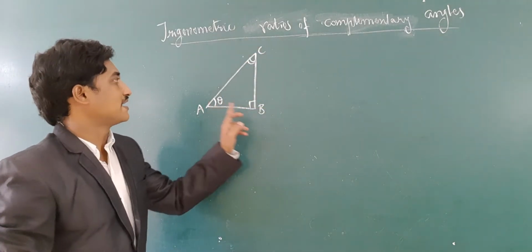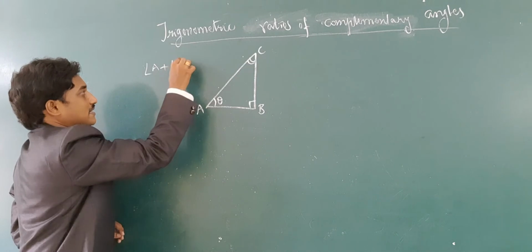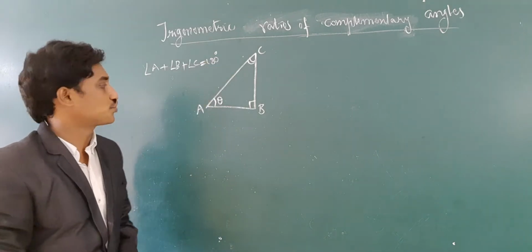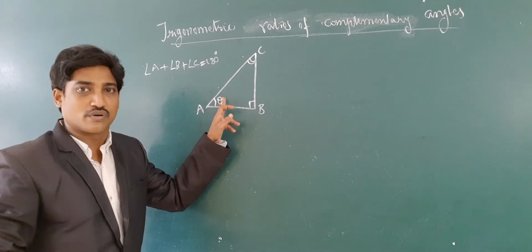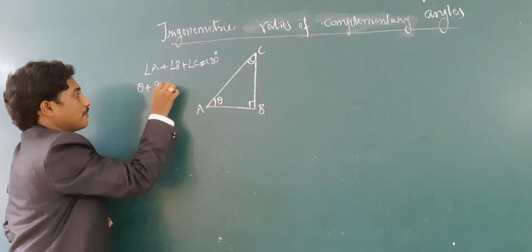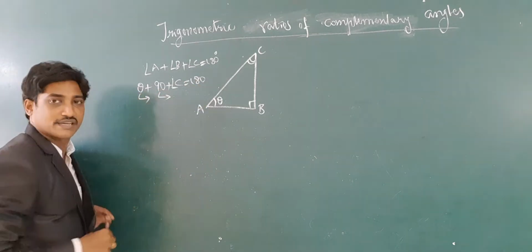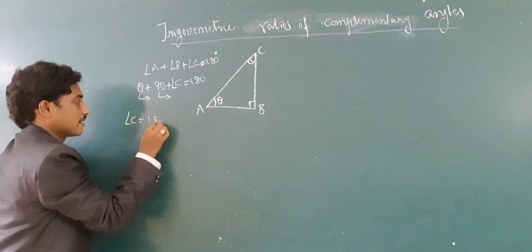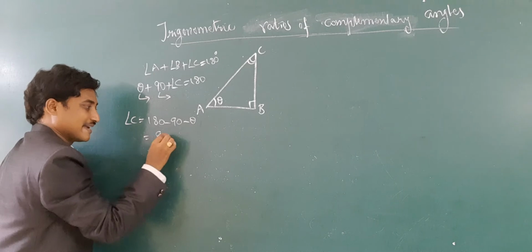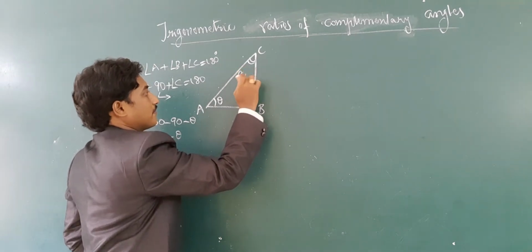We know the sum of the three angles of a triangle is 180 degrees. Angle A plus angle B plus angle C is 180 degrees. Angle A is theta and angle B is 90 degrees, so theta plus 90 plus angle C is 180. Transposing 90 and theta to the right, angle C equals 180 minus 90 minus theta, which is 90 minus theta. Angle C is 90 minus theta.